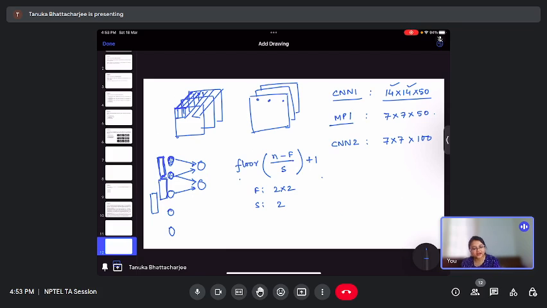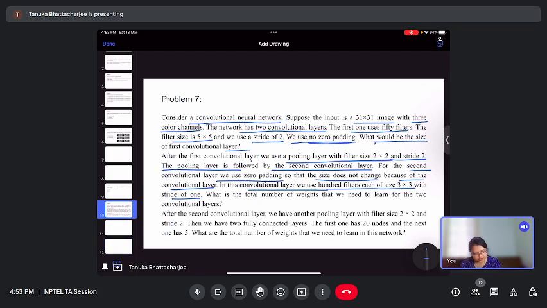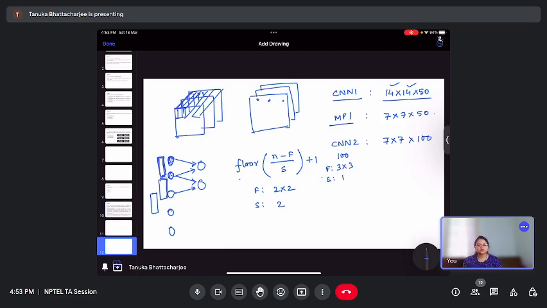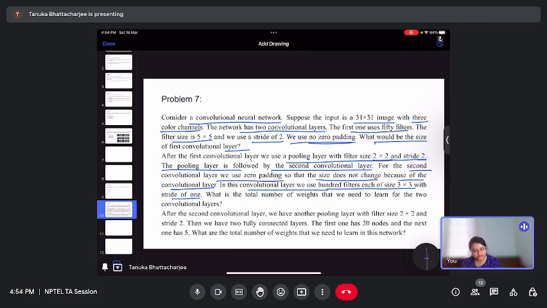So this will be your CNN 2 dimension. Here you had 100 filters, each with 3 cross 3 size and stride 1. This is the dimension after the second CNN layer. Let us compute the total number of weights a bit later. Let us first work out the network, then we will compute these weights.